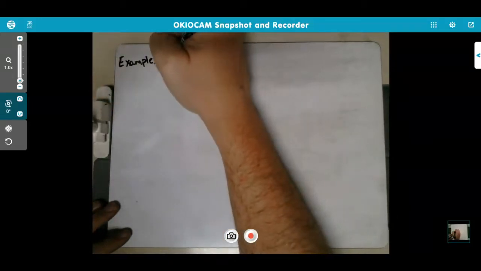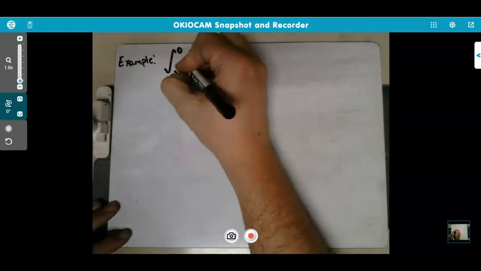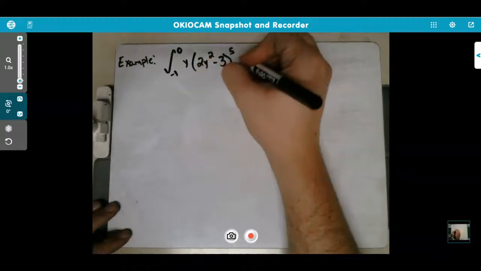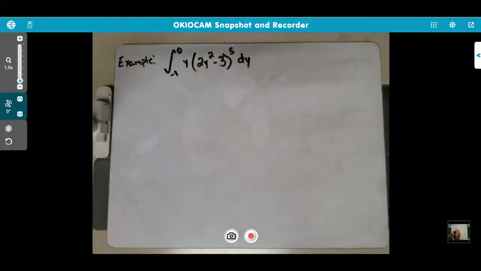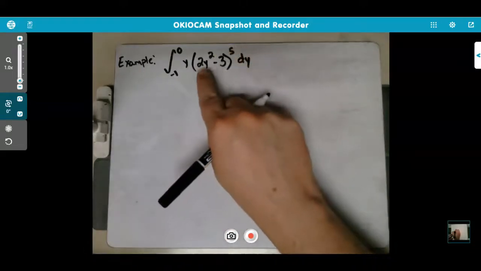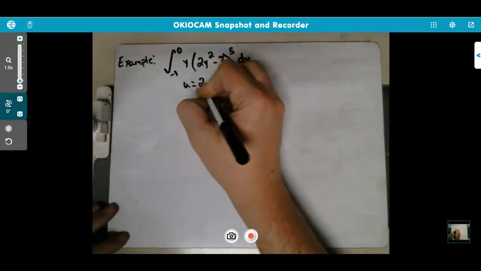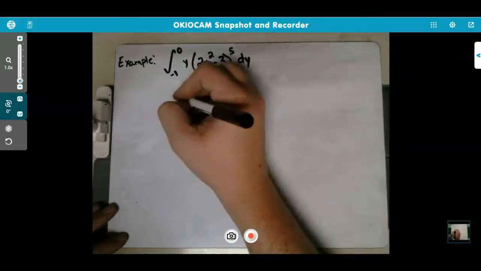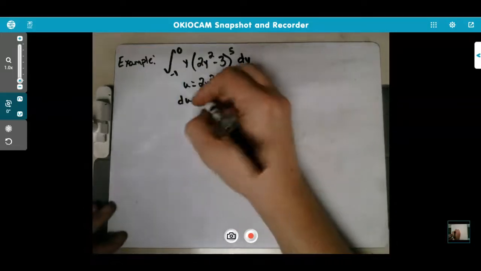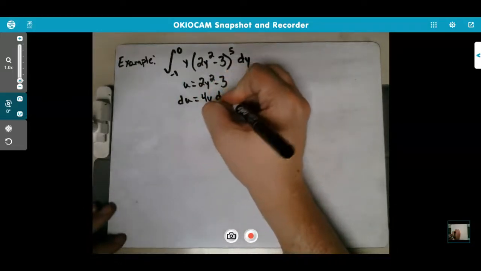Integral from -1 to 0 of y times the quantity 2y squared minus 3 to the 5th dy. So just like the last ones I have done, I see here I have a whole lot of terms, so I don't really like this, so I want to try to rewrite this, okay? So I have some stuff to the 5th, so I want to let u be that stuff and see if that helps us. If it does help us, I should be able to take the derivative. The derivative of 2y squared minus 3 is going to be 4y dy.